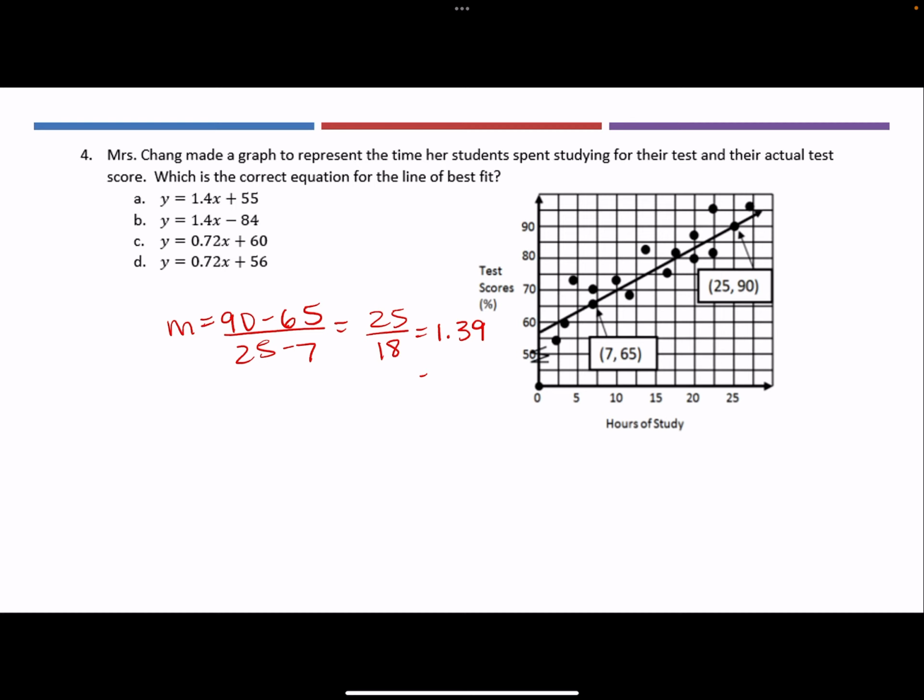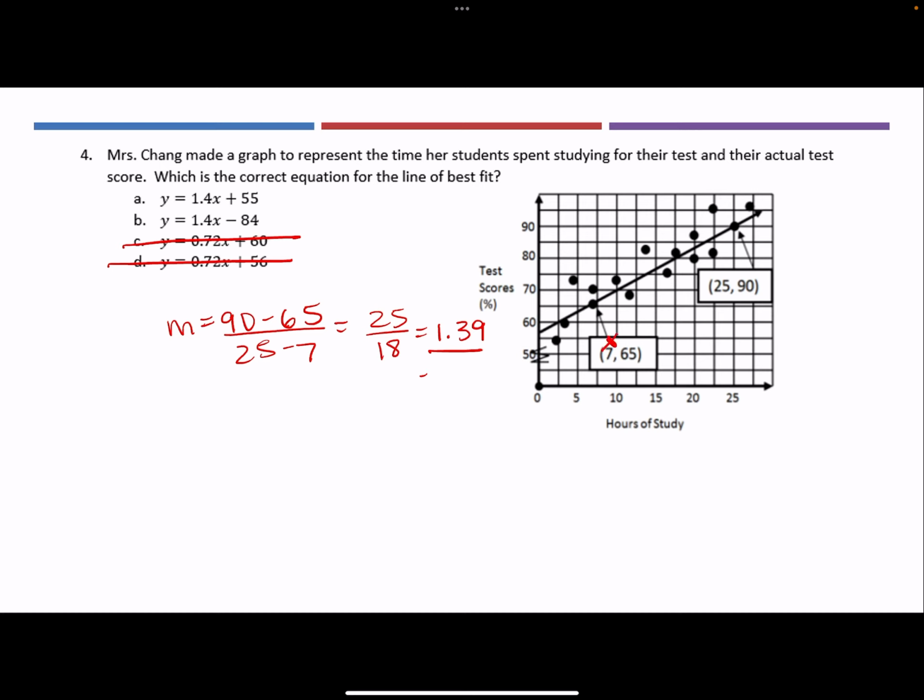So again, kind of like test-taking strategies. Think about what we talked about before. If my slope is 1.39, I can eliminate C and D right away. And I can probably tell by the y-intercept that the answer choice is going to be A. Because wouldn't it make sense for the y-intercept to be negative 84? Doesn't look like it. But let's double check.